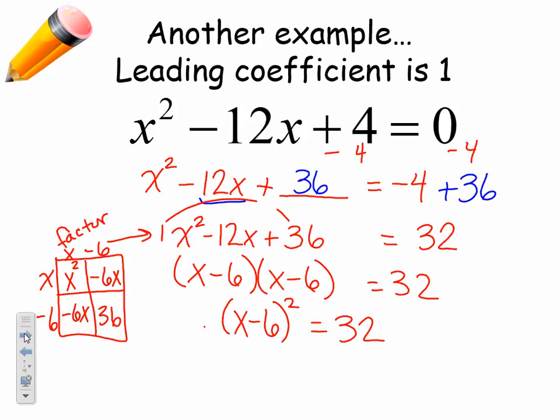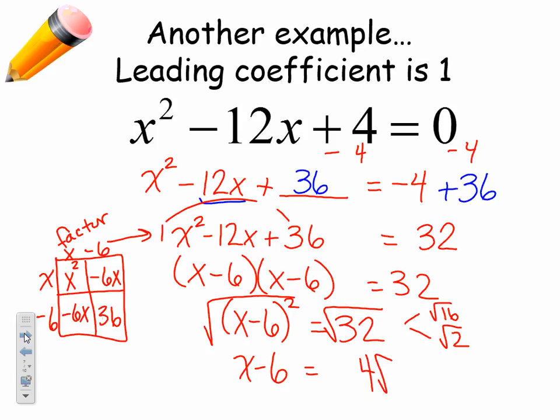So now we'll go ahead and square root to free up the x minus 6. Now over here, the square root of 32 is 16 times 2. So this is 4 square roots of 2 with a plus or minus in front. And now when I go ahead and bring my x minus 6, I'm going to add the 6 over. x equals 6 plus or minus 4 square roots of 2. Done. Final answer.